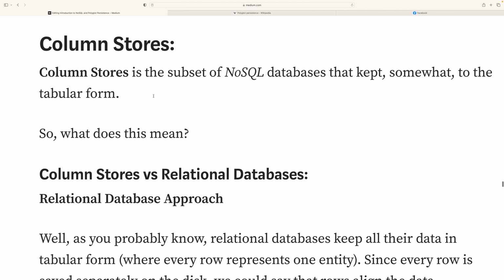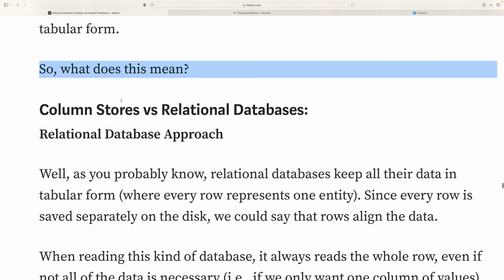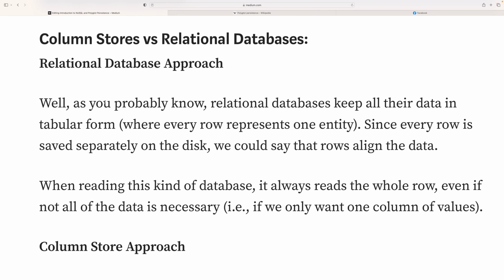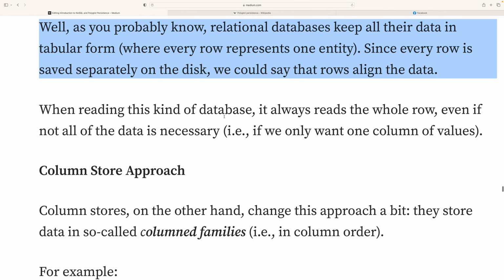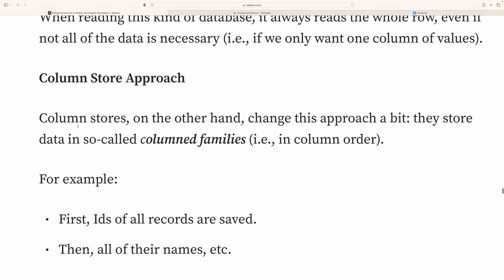Column storage is a subset of NoSQL databases. It's kept somewhere in tabular form. So what does it mean? You probably know relational databases keep all their data in tabular form, where every row represents an entity. Since every row is saved separately, it could be row-aligned data. But when reading the data, it always reads the whole row, even if you don't require all the columns, only one value. The column store approach means column store.